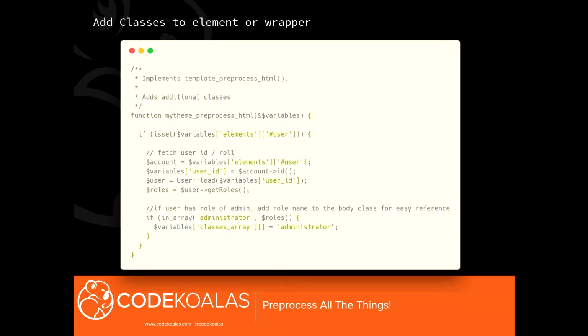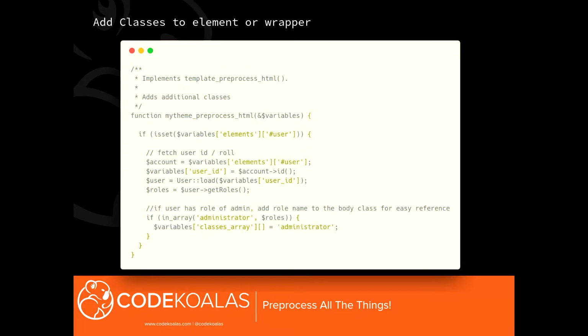And what that's going to look like, here's a little complex example. So I'm doing a preprocess HTML, and I'm adding the class of administrator to the body if you're an administrator. So I'll step through this just so you can see what all this is doing. You have the preprocess HTML, and if the element user variable is set, so if they're not an anonymous user, we're going to continue stepping through the code.